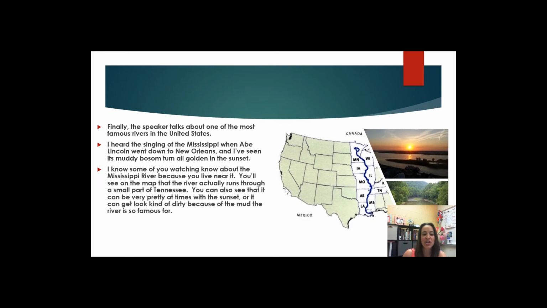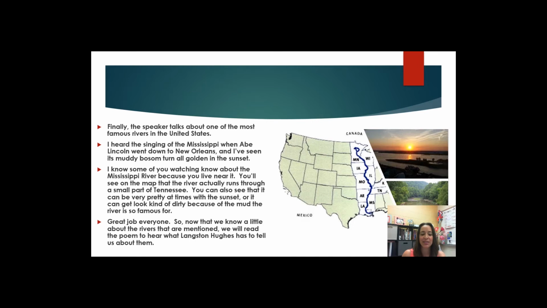I know some of you watching know about the Mississippi River because you live near it. You'll see on the map that the river actually runs through a small part of Tennessee. You can also see that it can be very pretty at times with the sunset, or it can look kind of dirty because of the mud the river is so famous for.